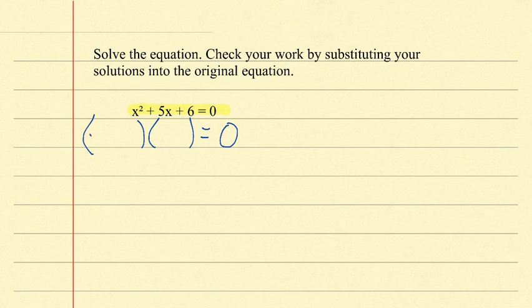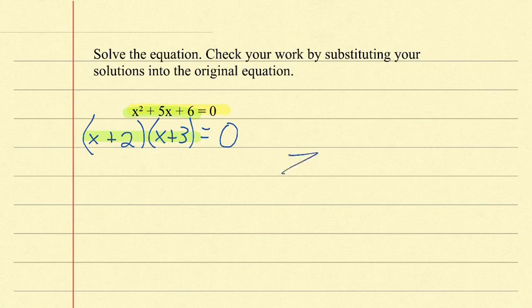So, x plus 2 times x plus 3 is equivalent to x squared plus 5x plus 6. So I have not changed the value of the left side of this equation. All I've done is rewritten it in another form. I've rewritten it in a form that is convenient for me because I now have two factors.